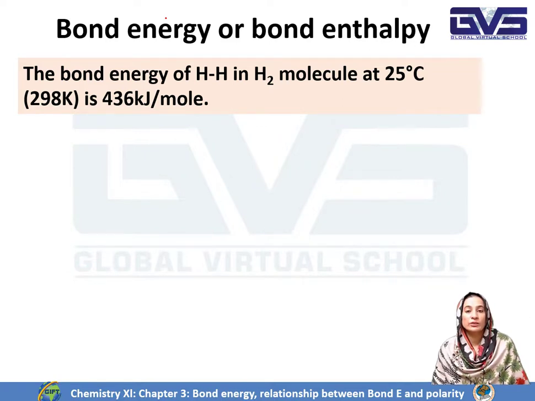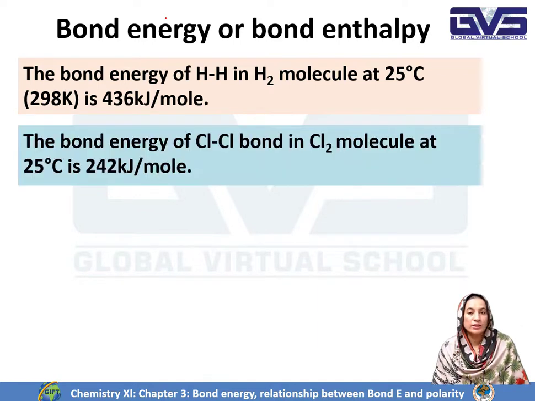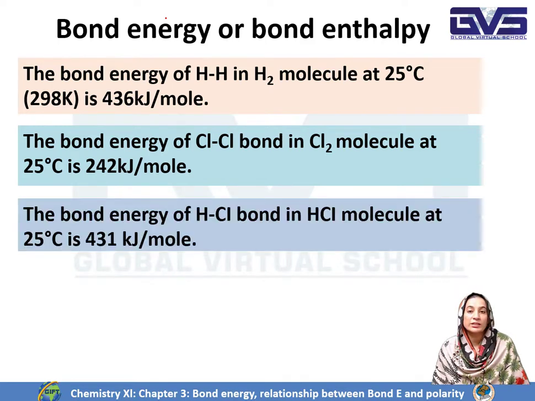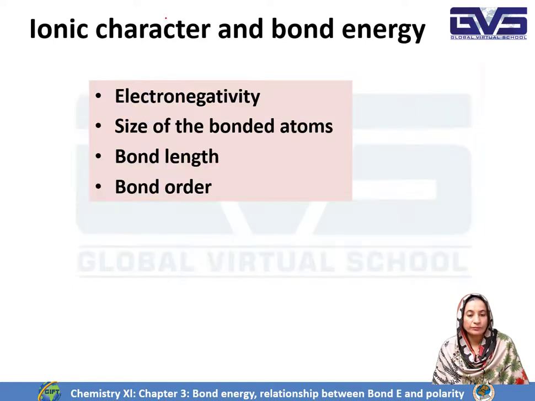1 mole of hydrogen requires 436 kilojoules per mole at 25 degrees Celsius or 298 Kelvin. So this is the standard bond energy for hydrogen. The standard bond energy for chlorine, Cl2, Cl-Cl: for 1 mole of chlorine bonds, the energy required is 242 kilojoules at 298 Kelvin. Similarly for HCl, 1 mole of HCl requires 431 kilojoules to break at 298 Kelvin or 25 Celsius.